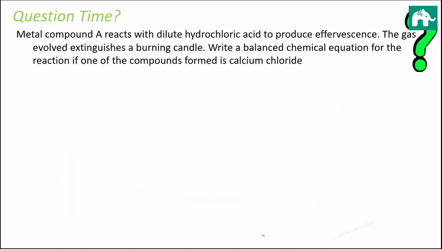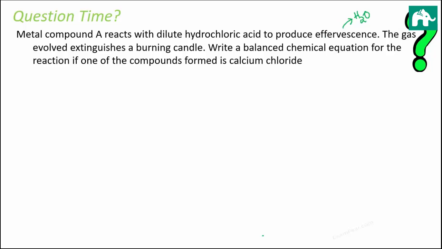So after learning so much, it's time to try out a question. Metal compound A reacts with dilute hydrochloric acid to produce effervescence. Okay, so whenever you have such tricky questions, focus on every word, because every word gives you some important information. For example, here the moment I talked about effervescence, what does that mean? Whenever something is producing effervescence, that actually means that gas is being produced.